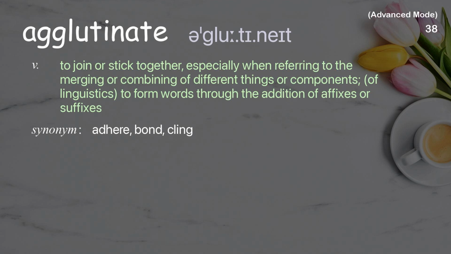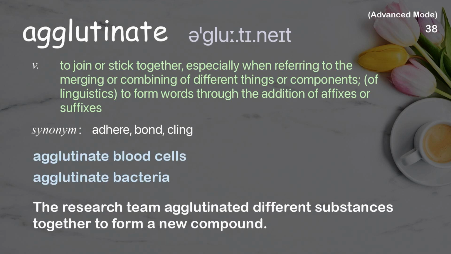Agglutinate. To join or stick together, especially when referring to the merging or combining of different things or components. In linguistics, to form words through the addition of affixes or suffixes. Examples: Agglutinate blood cells. Agglutinate bacteria. The research team agglutinated different substances together to form a new compound.